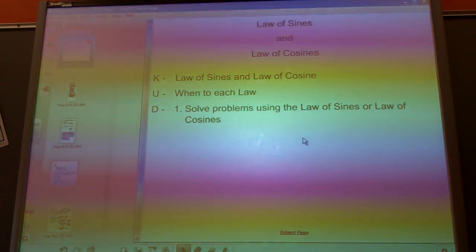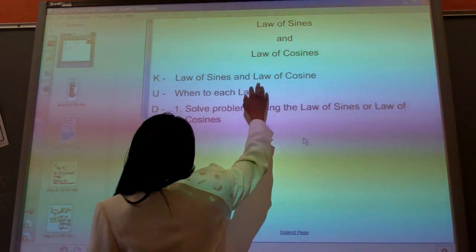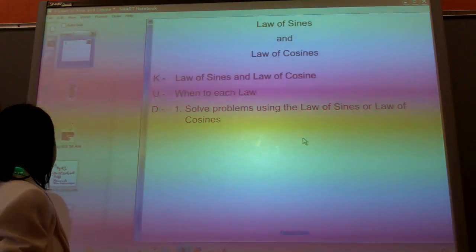This is chapter 9, Law of Sines and Cosines. We've done Law of Sines. So let's look at Law of Cosines. Please copy your notes.